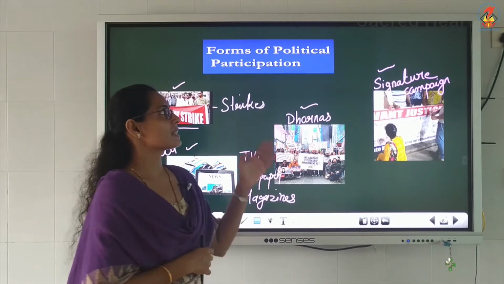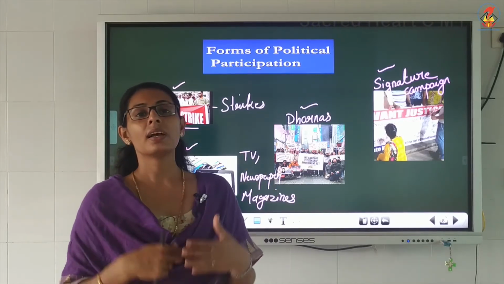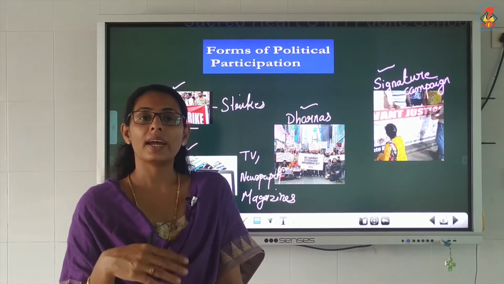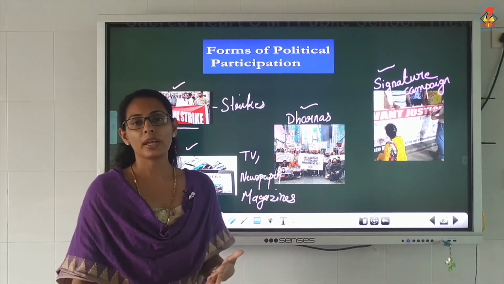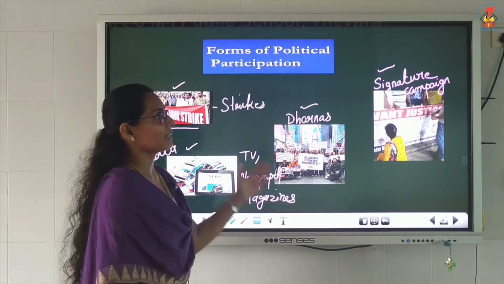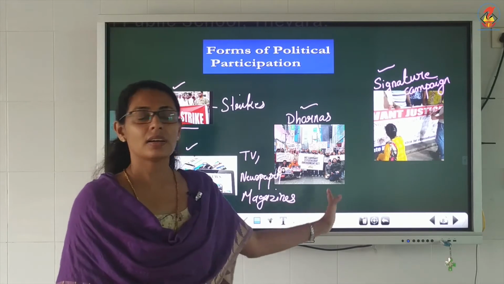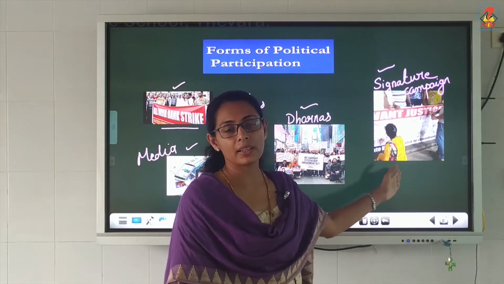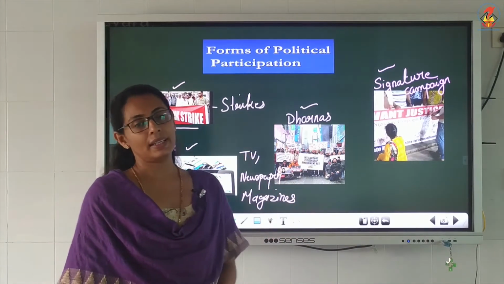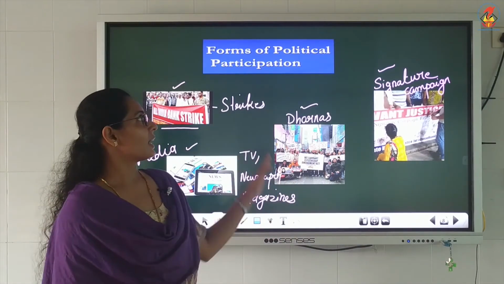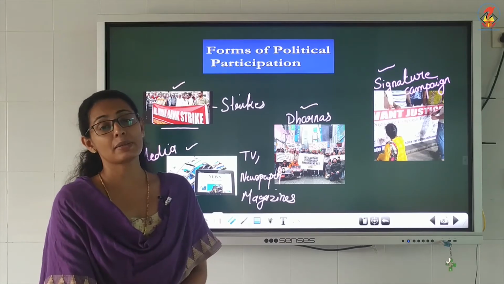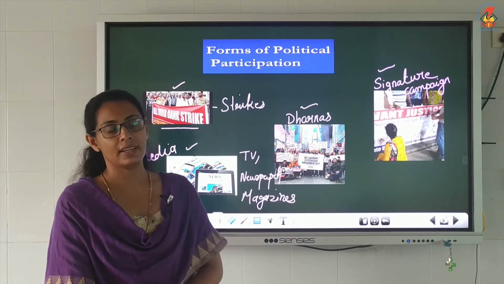So this is one example. Through this we can say that these are important forms of political participation. For lowering the electricity bill, the parties used strikes and dharnas, and in some places signature campaigns also. So these are the important forms of political participation.